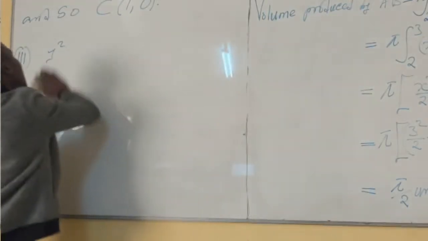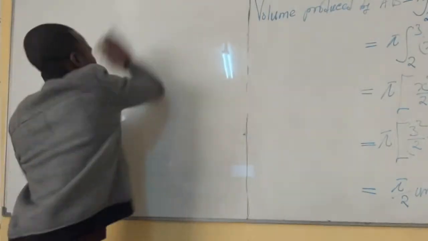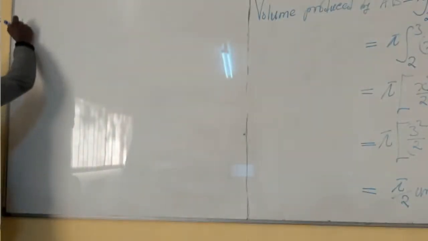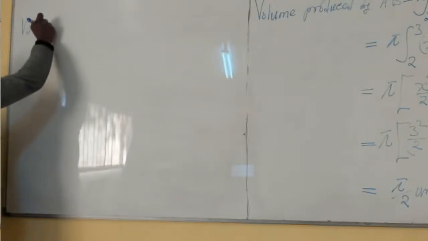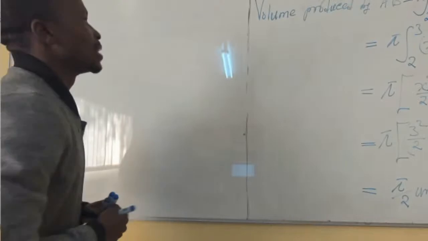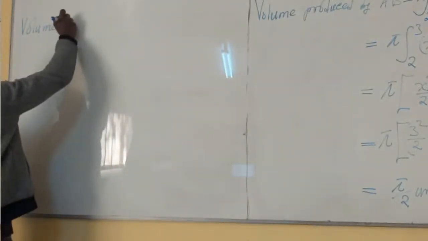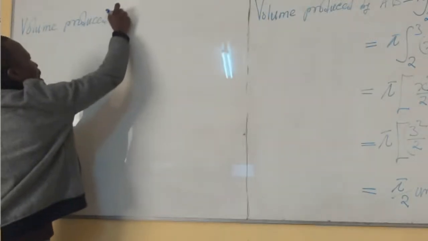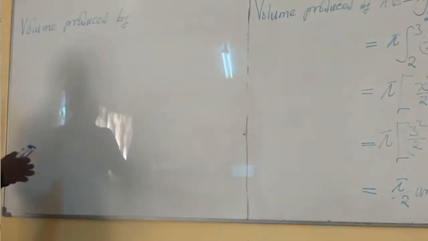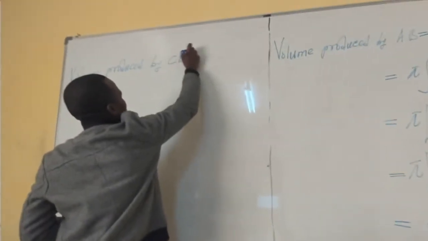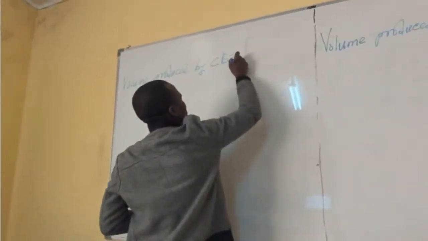All right, now next we look at number 2, volume. Volume produced by CB. Volume produced by the straight line CB is equal to the integral.